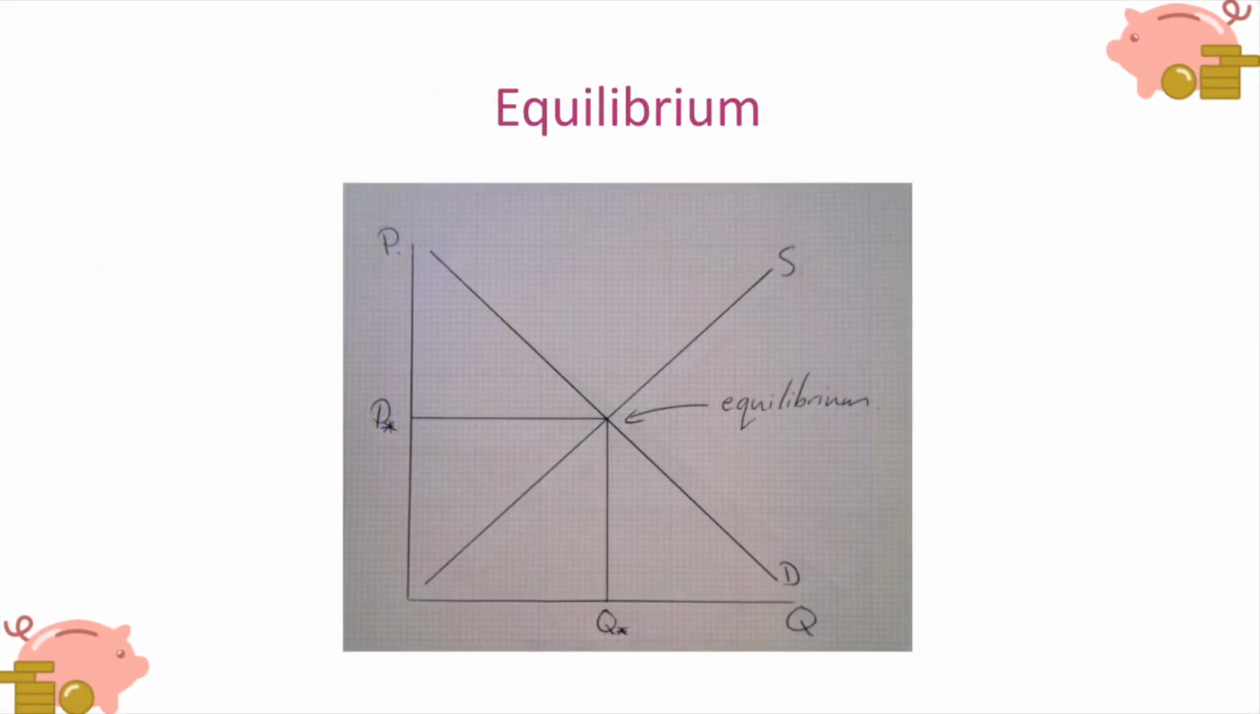On this diagram, we've got the supply curve and the demand curve, and where they intersect, we've got the equilibrium point, and that gives us the equilibrium price, which I've called P star, and the equilibrium quantity, which I've called Q star. So at that price, the quantity supplied is equal to the quantity demanded. So there's no shortages, no surpluses in the market. The market has cleared.